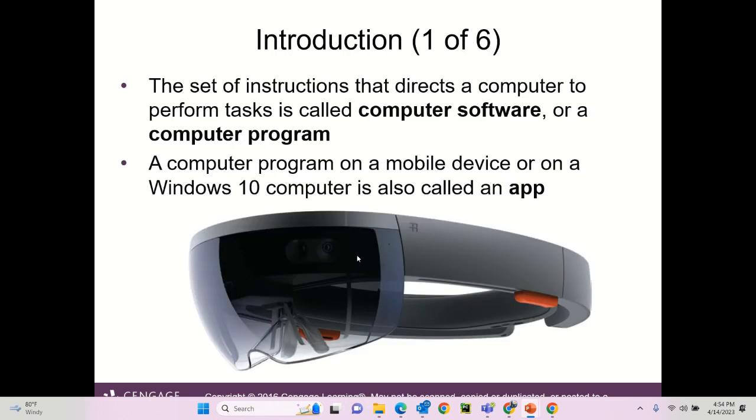So let's go to the next part, which is the introduction, which is basically very basic computer stuff. A set of instructions that directs a computer to do certain tasks is called computer software or a computer program. On a mobile device, for example, you have a set of apps, right? Those are computer programs. And also, if you look at your Windows 10 computer, that also has certain programs or applications, or apps in abbreviated language.